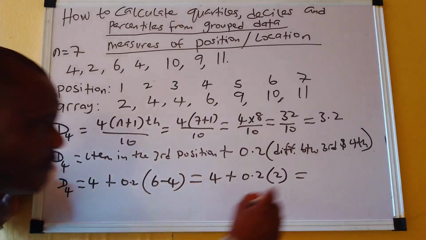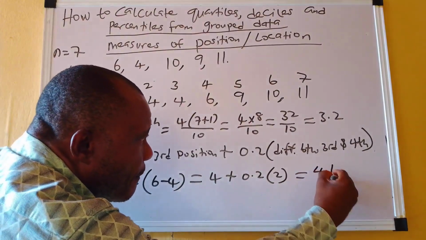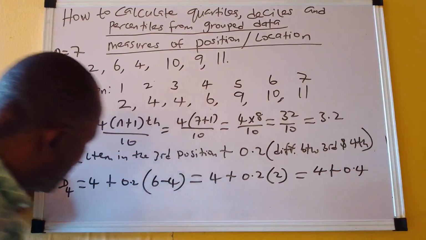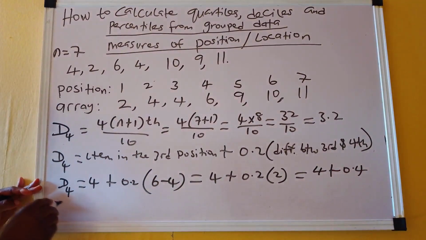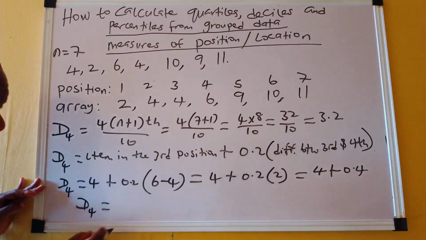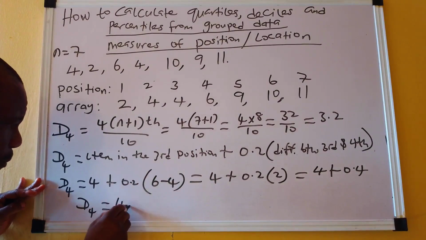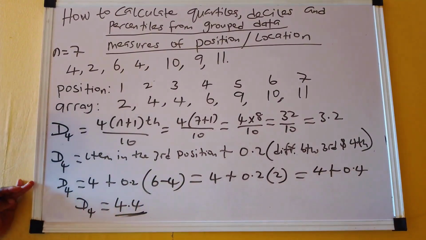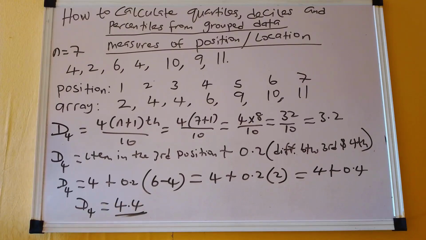So that will now give you 4 plus 0.4. So the actual value of our fourth decile, D4, is equal to 4 plus 0.4, which is 4.4. That is the exact value of our fourth decile.